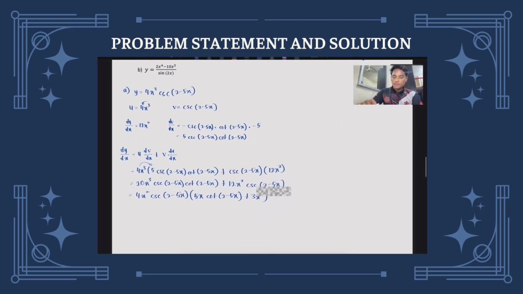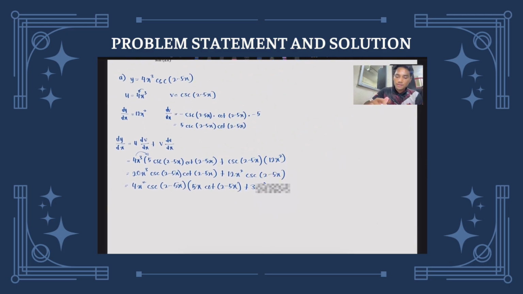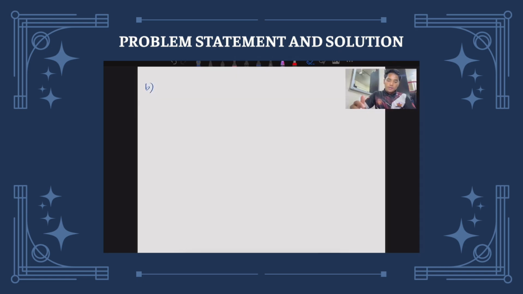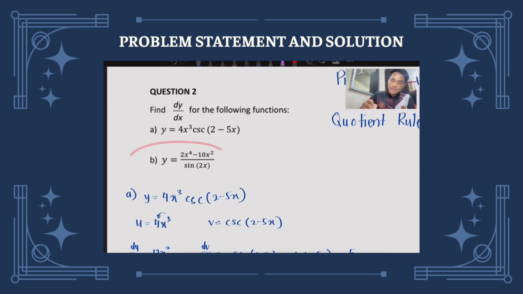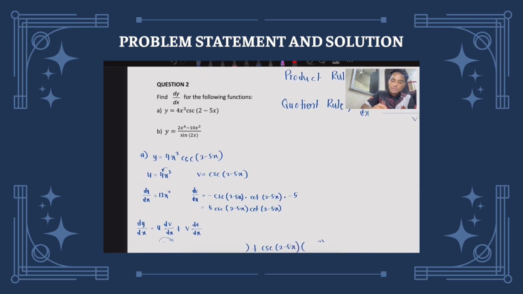Okay, so that's done for A. Let's see question 2B. Y equal to 2x to the power of 4 minus 10x to the power of 2 over sine 2x.